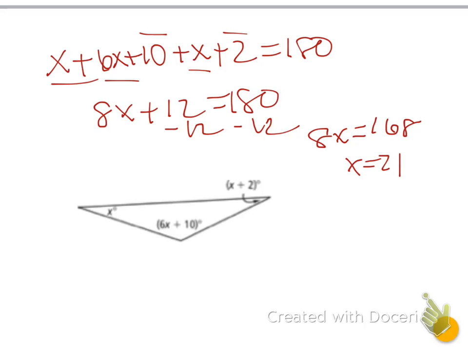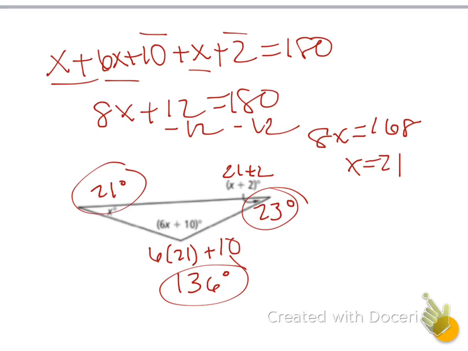Let's find our missing angle measures. So this is 21 degrees. This is 21 plus 2, so 23 degrees. This is 6 times 21 plus 10. 6 times 21 is 126 plus 10, so that should be 136 degrees.